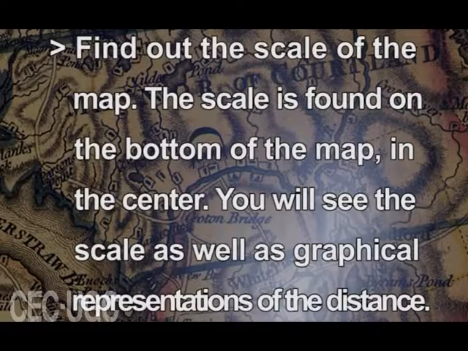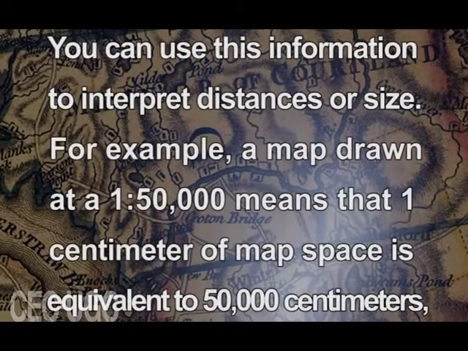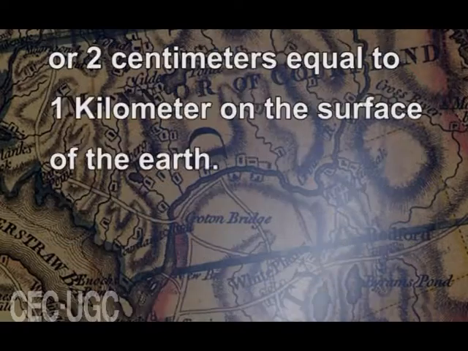You will find out the scale of the map. The scale is found on the bottom of the map. In the center, you will see the scale as well as a graphical representation of the distance. You can use this information to interpret distances or size. For example, a map drawn at 1 is to 50,000 means that 1 centimeter of map space is equivalent to 50,000 centimeters, or 2 centimeters equal to 1 kilometer on the surface of the earth.